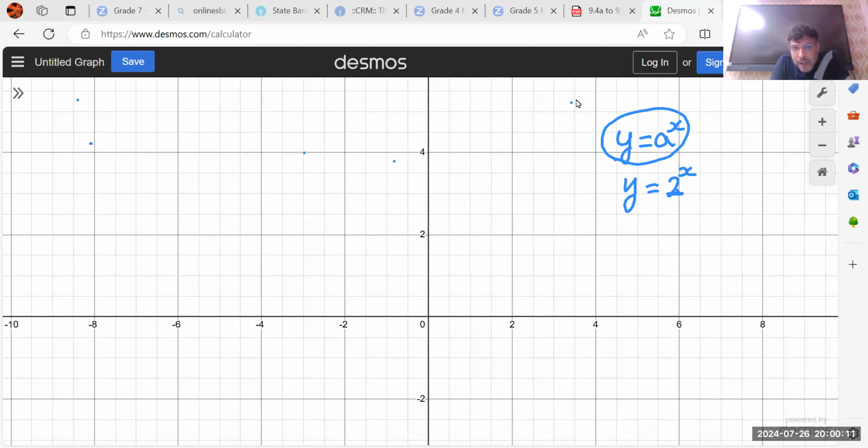So guys, after you are done, just send me a confirmation in the chat that you are done, or you can speak also. So Tanish, we have to make a graph of y equal to 2 to the power x.